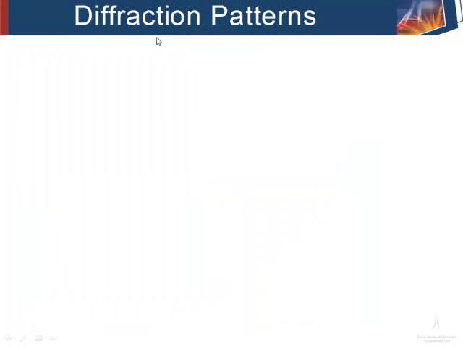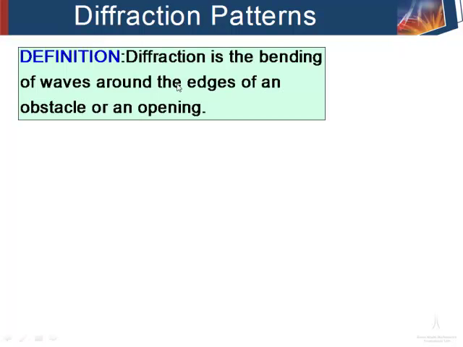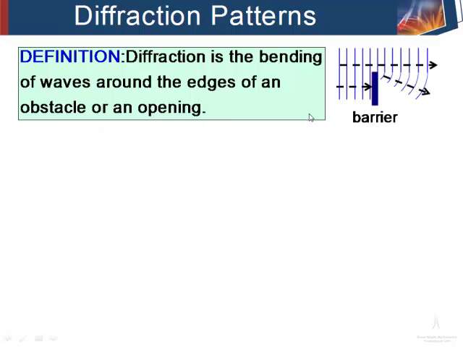There's an interesting phenomenon that is observed when you take water waves that are generated by a ripple tank and allow them to pass through an opening. That phenomenon is called diffraction. By definition, diffraction is the bending of waves around the edges of an obstacle or an opening. Here we've got a simple diagram looking at straight waves, and as they go past that barrier, they bend around the edges of that barrier. That is an example of a diffraction pattern.